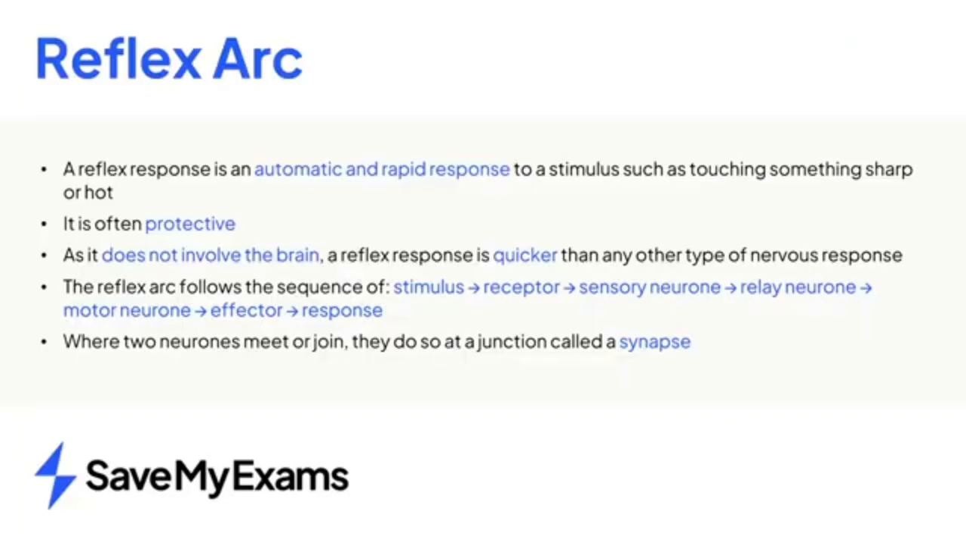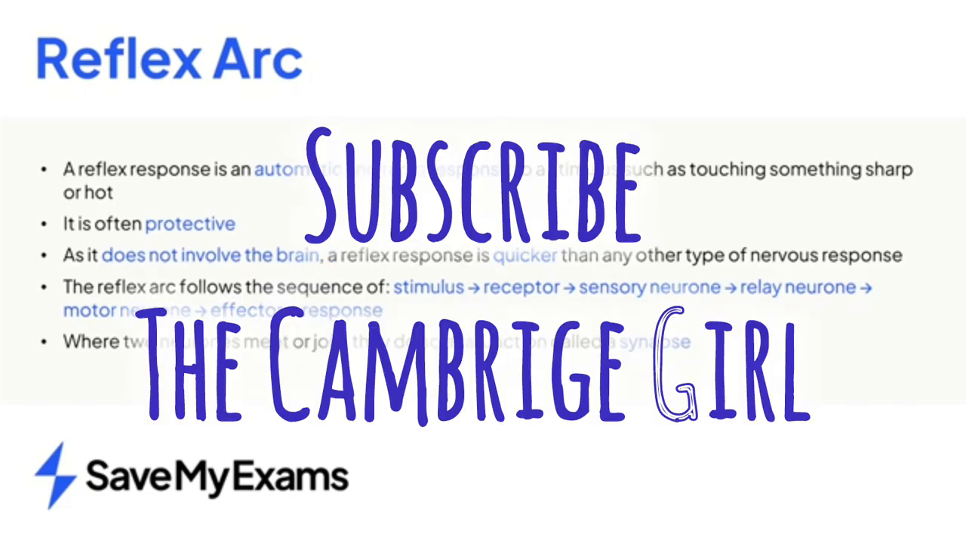In summary, a reflex response is an automatic, rapid, and protective response to a stimulus, which does not need to involve the brain as a coordinator. The reflex arc follows a sequence of stimulus, receptor, sensory neuron, relay neuron, motor neuron, effector, followed by a response. The gap between two neurons is called a synapse, and signals are transmitted across the synapse following the diffusion of chemicals called neurotransmitters.